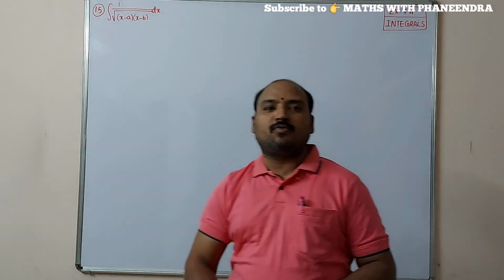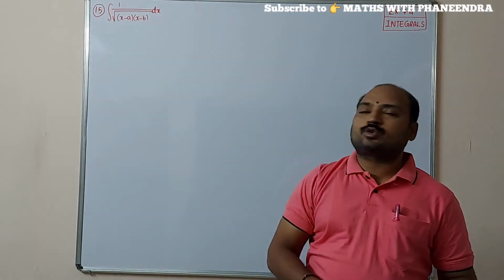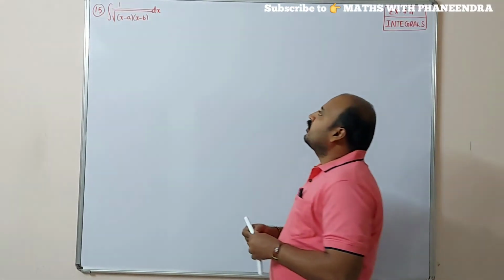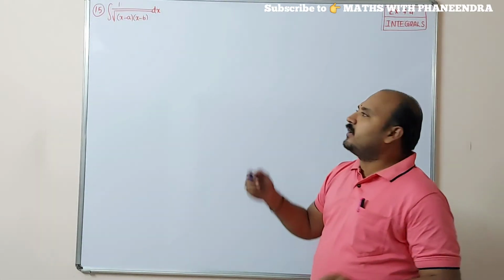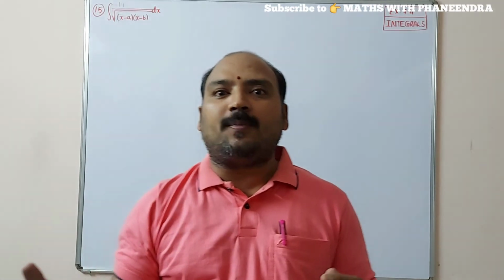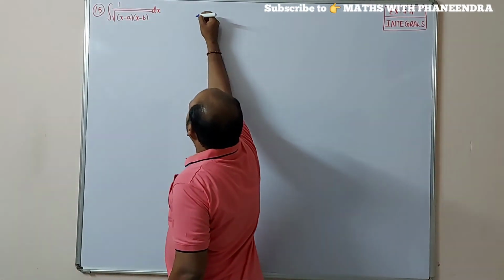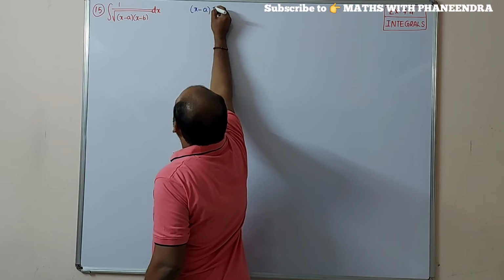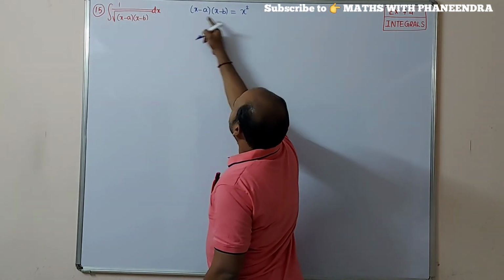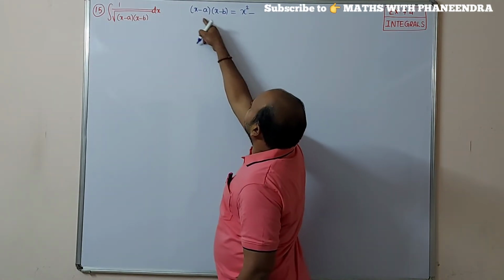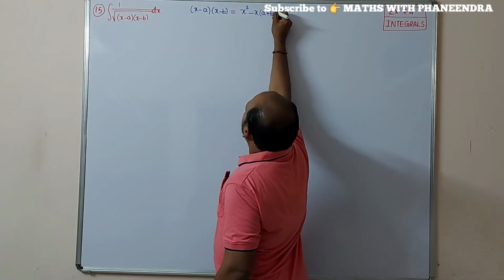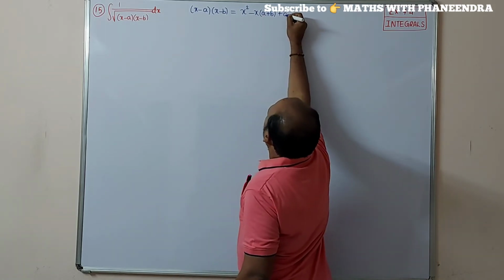The next question, question number 15. Integral 1 by square root of x minus a into x minus b dx equal to. We know that x minus alpha and x minus beta can be written as x square minus x into alpha plus beta plus alpha beta. So by actual multiplication, x minus a into x minus b becomes x square, x into x is x square, minus bx minus ax. So minus x, if we take out common, a plus b will come, plus a into b.